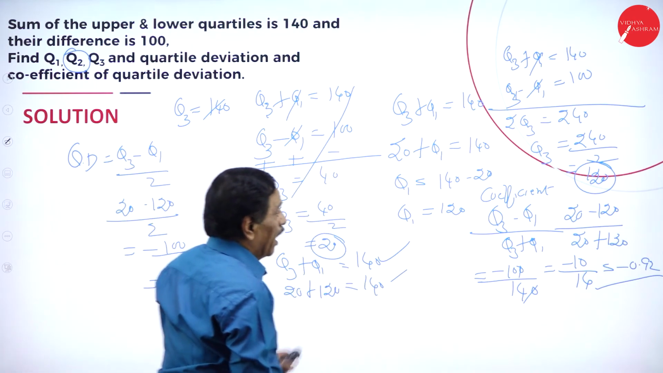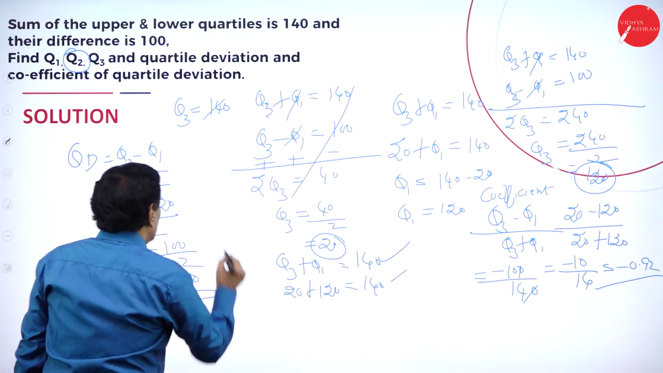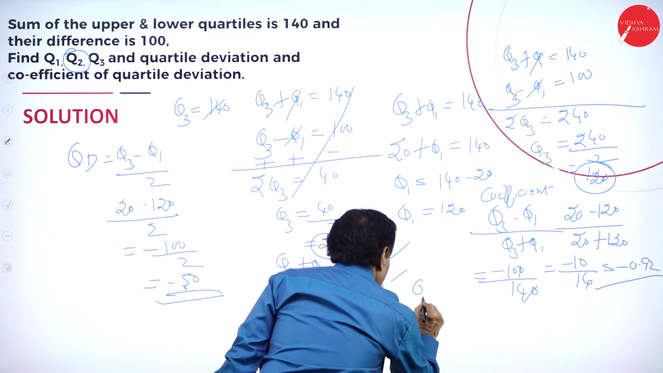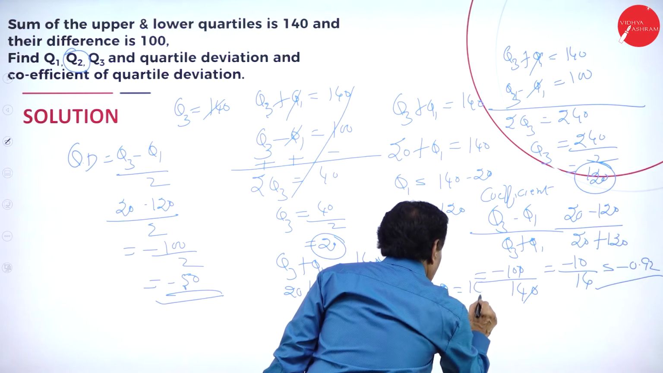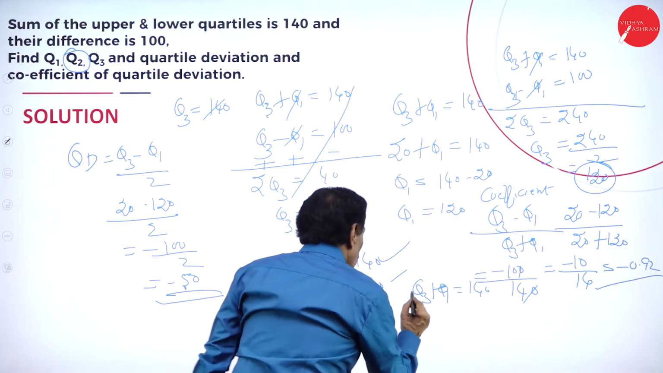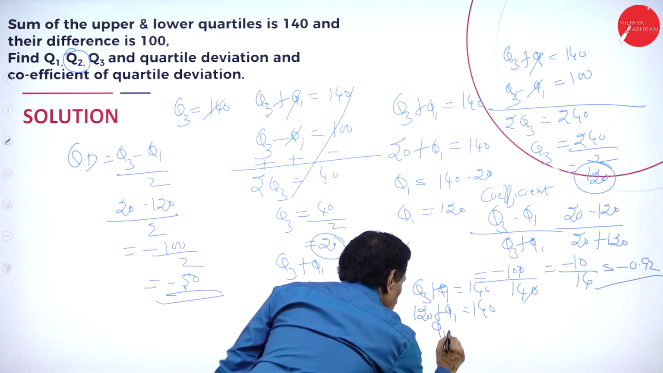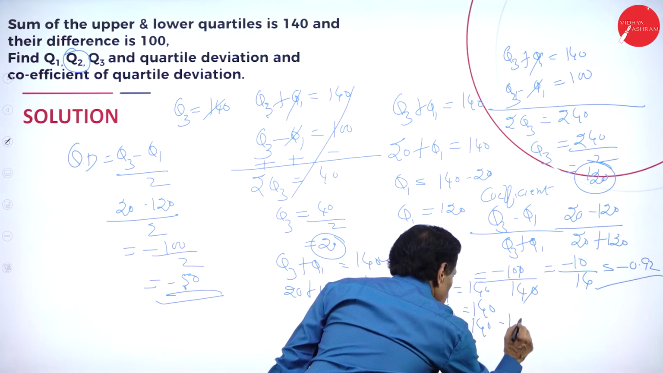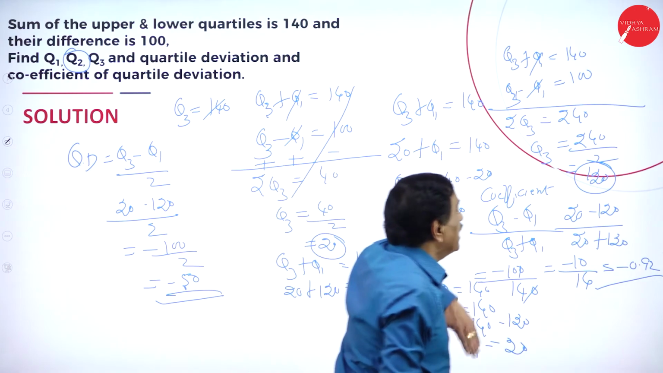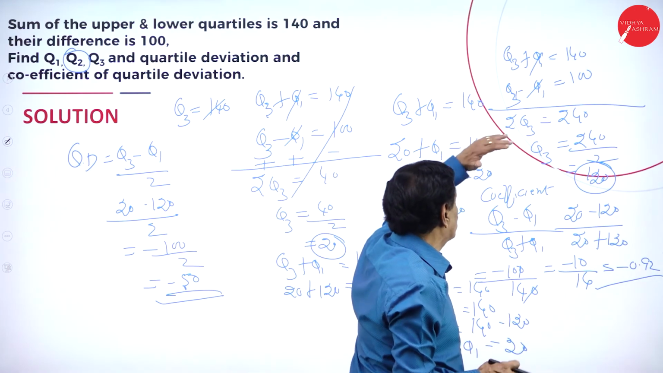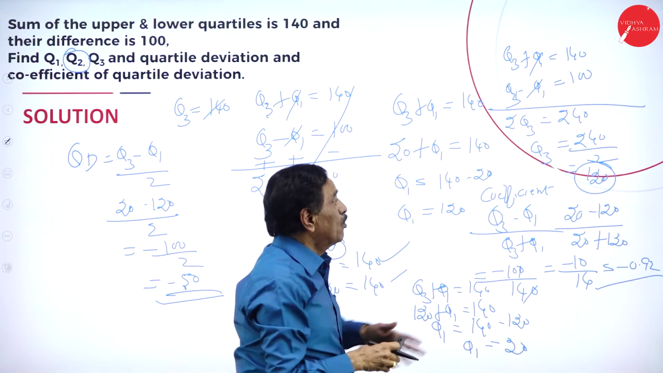The other way, apply this 120 here now. Q3 plus Q1 is equal to 140. What's your Q3? 120 plus Q1 is equal to 140. Q1 is equal to 140 minus 120. That is, Q1 is equal to 20. So what we have done is add the two equations, and the Q1 terms cancel. When we add, it becomes 240, so 240 divided by 2.